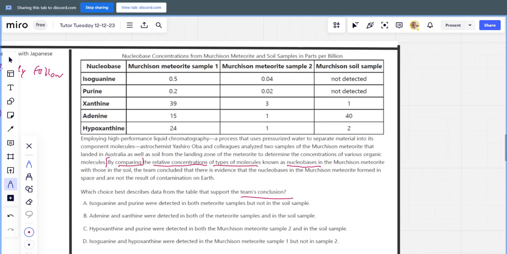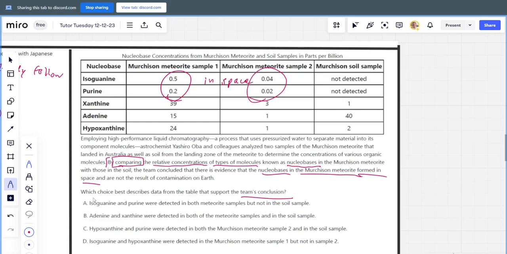Okay, so they were doing some kind of comparison. That's the claim: that the nucleobases in the meteorite were actually formed in space. Let's see. If something showed up in the meteorite that did not show up in the soil sample, that would make sense, that those actually formed in space.